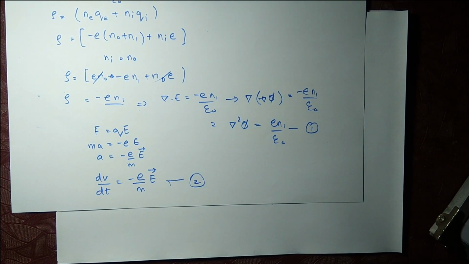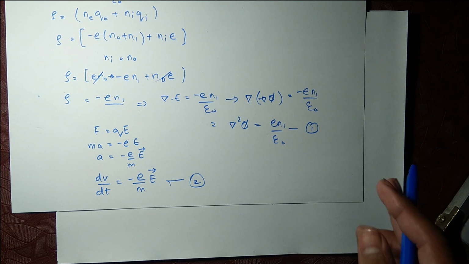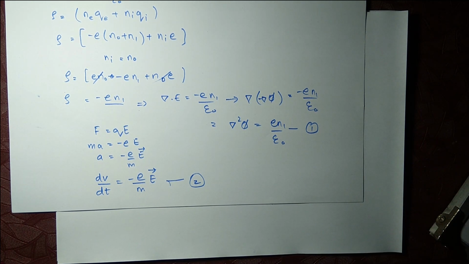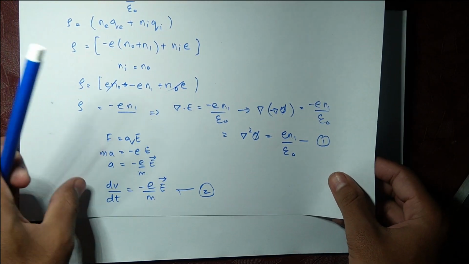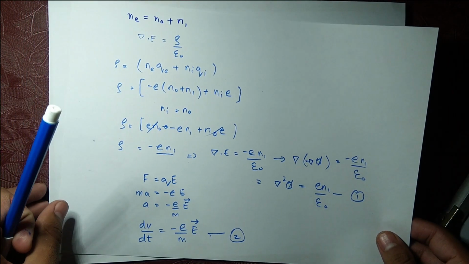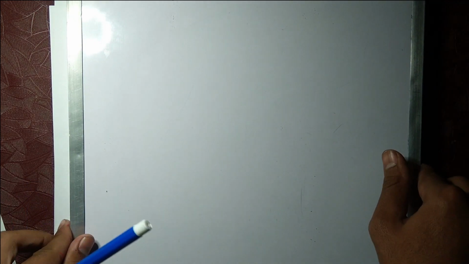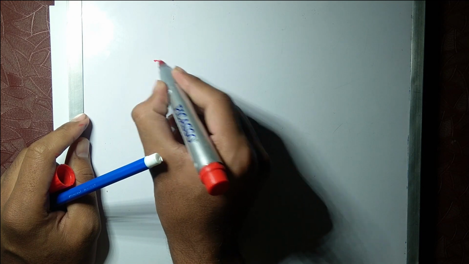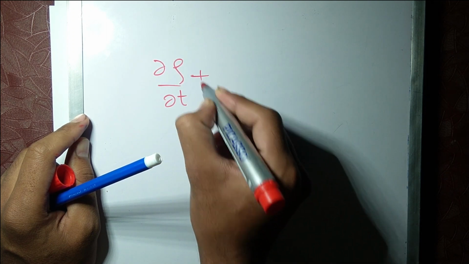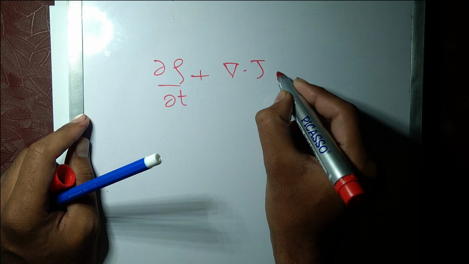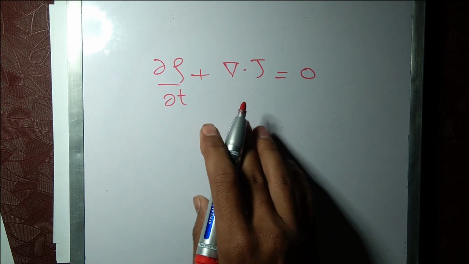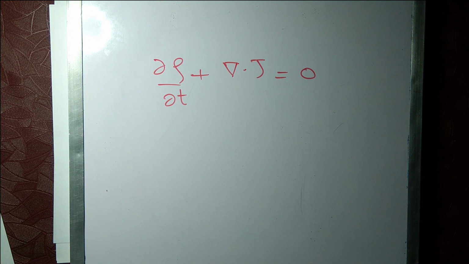Now you have to put pressure on your brain. You have to tell me what the equation of continuity is. In thermodynamics, what was the equation of continuity? Can you recall? So I will tell you. The equation of continuity is partial rho by partial t plus del dot j equals 0.